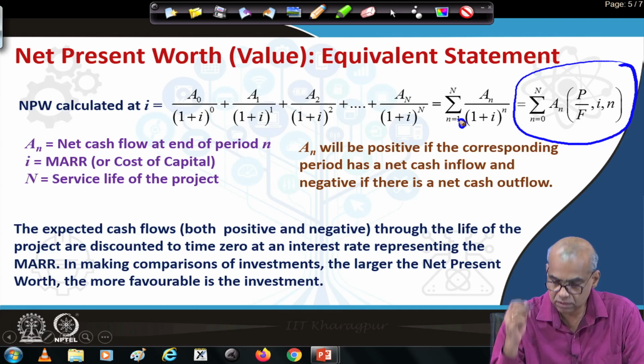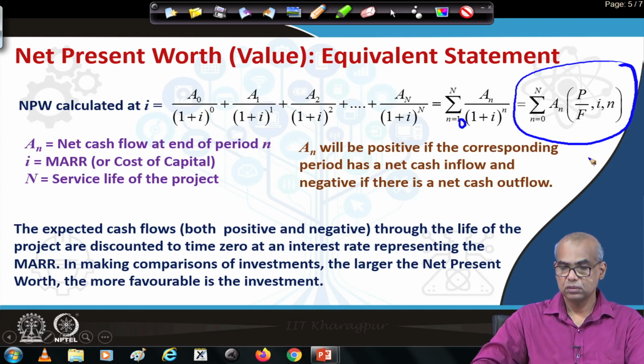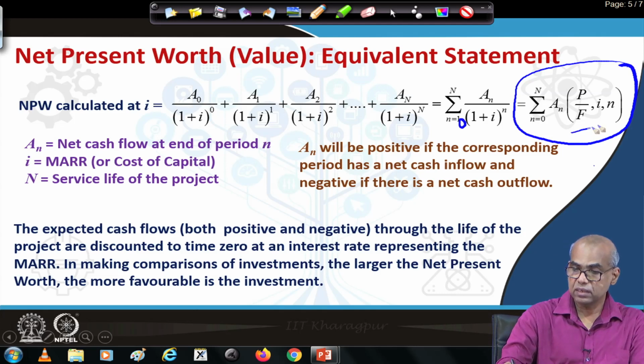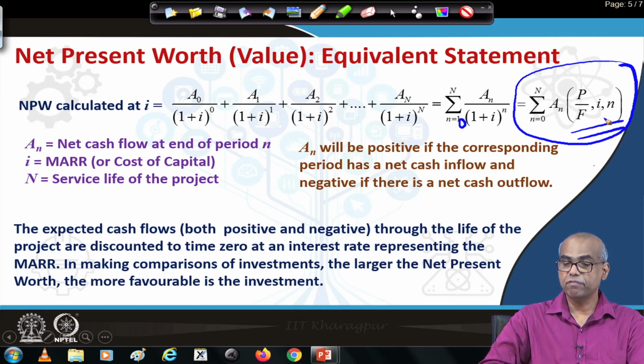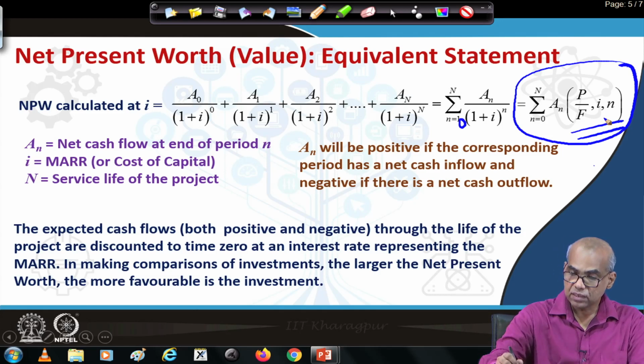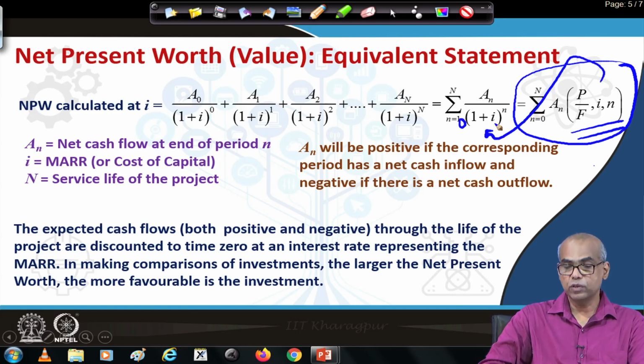Note that this is n equal to 0 to n. Now, this is written in terms of P by F factors. Now, P by F factors is nothing but 1 by (1 + i) to the power n.